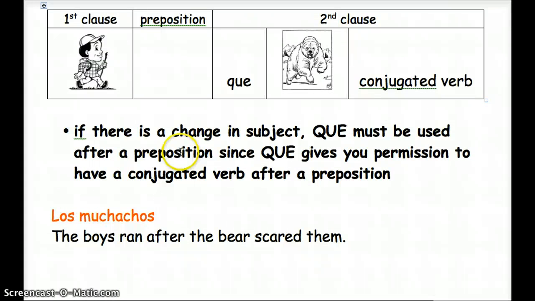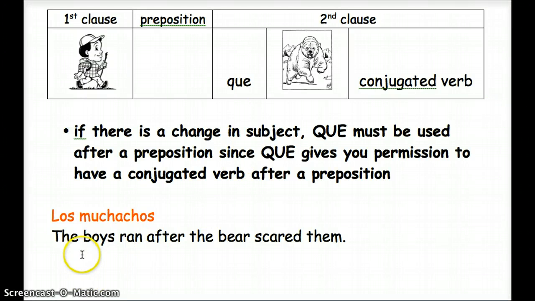All right, third structure, third pattern that you can follow. If there's a change in subject, so here we got hiker girl again, but over here we've got a bear. So there's a change in subject from one clause to the next. Once again, que must be used after a preposition, since que gives you permission to have a conjugated verb after a preposition.